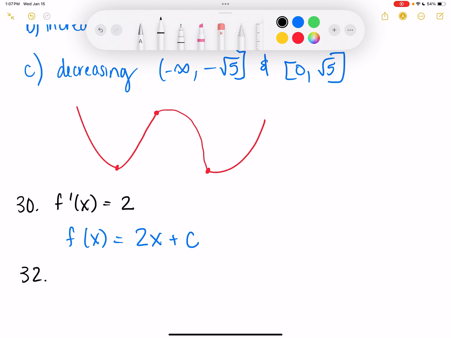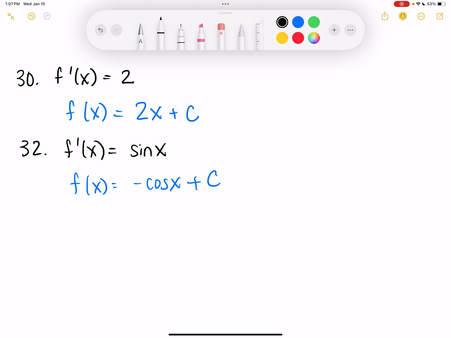Number 32. F prime of x equals the sine of x. The derivative of what is sine of x? Negative cosine of x. Yep, because the derivative of cosine is minus sine, but this is positive, so it has to be minus cosine. So f of x is minus cosine of x plus c. Even with the trig ones, we have to account for that, because we never know if there was a c.